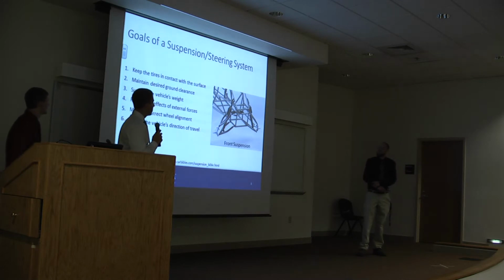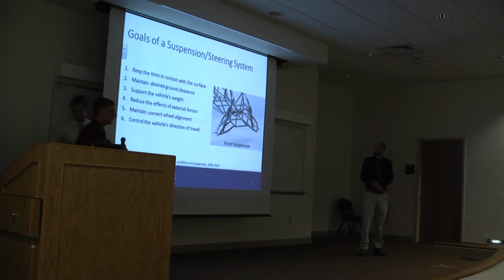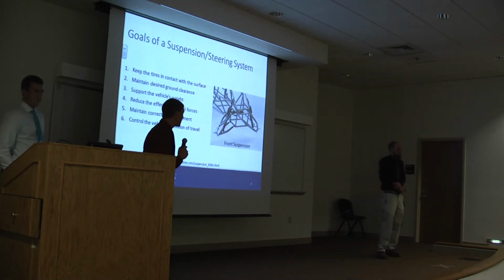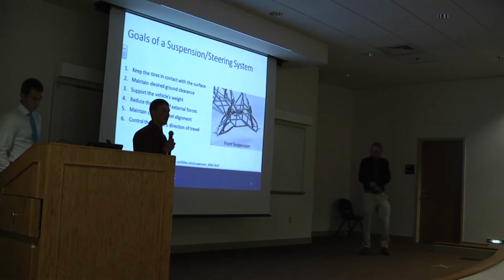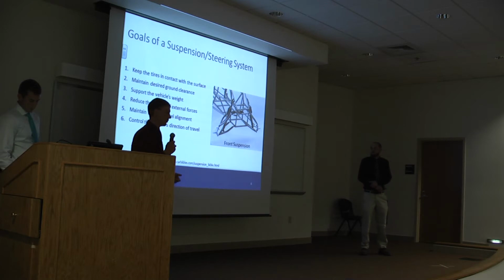So the objective of this project was to design a complete front, rear, and steering system that would optimize the newly designed frame, which you heard earlier today from the other senior design group. Now Travis will give you the goals of the suspension and steering system. Thanks, Jordan. There are 6 goals when designing a suspension and steering system. The first goal is you must keep the tires in contact with the racing surface. The second goal is to maintain the desired ground clearance. The third is to support the vehicle weight. The fourth is to reduce the effects of external forces. The fifth is to maintain the proper wheel alignment. And the sixth is to control the direction of the wheels of travel.